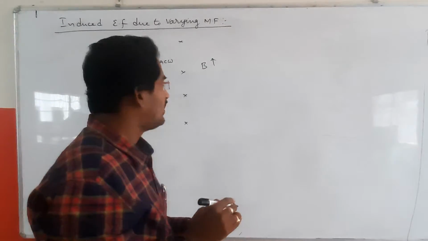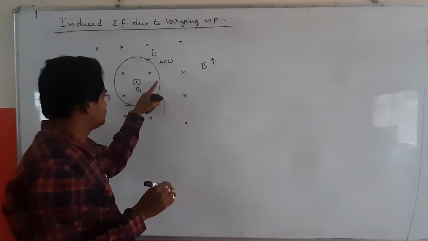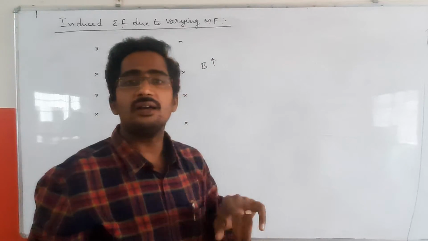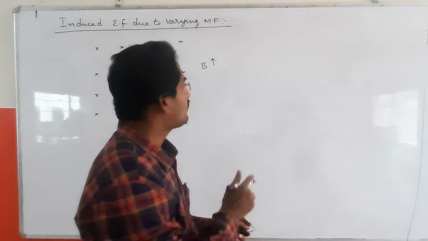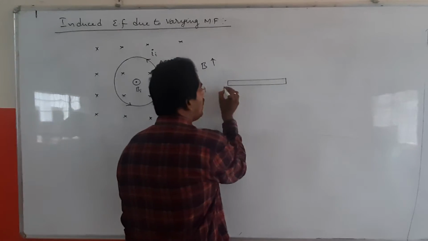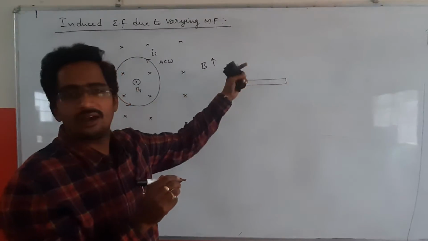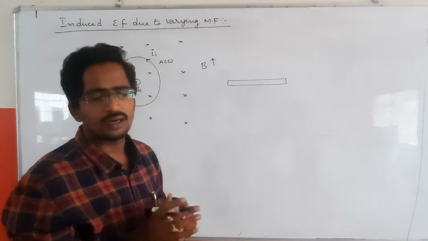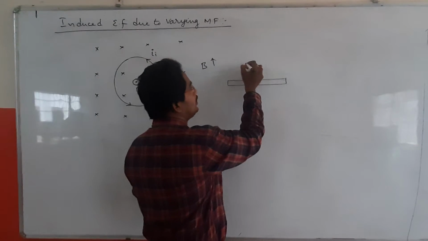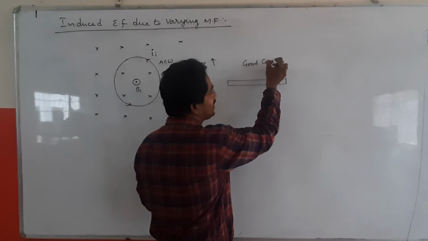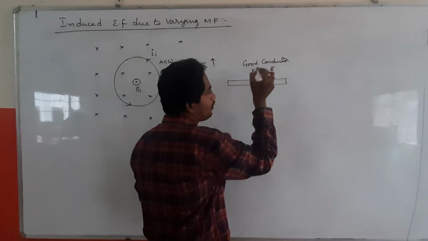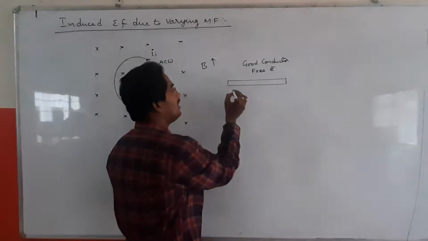But you know one thing, whenever current flows in a conductor, that means inside the conductor free electrons are moving. For example, if you have a simple metal rod and you want to send current through it, it is a good conductor. Good conductor means, as I already told you, it consists of free electrons. That electrons are this.